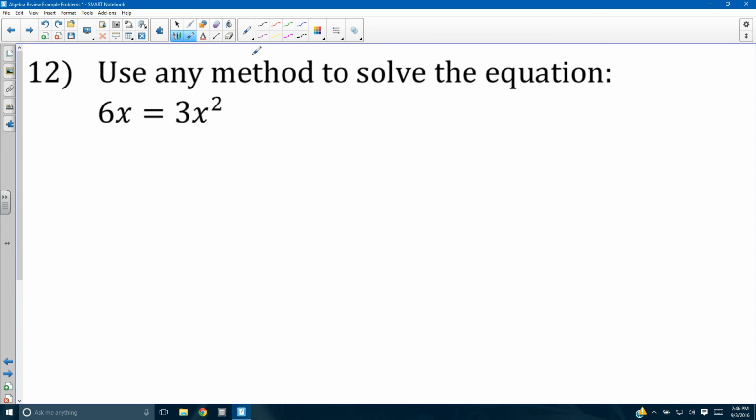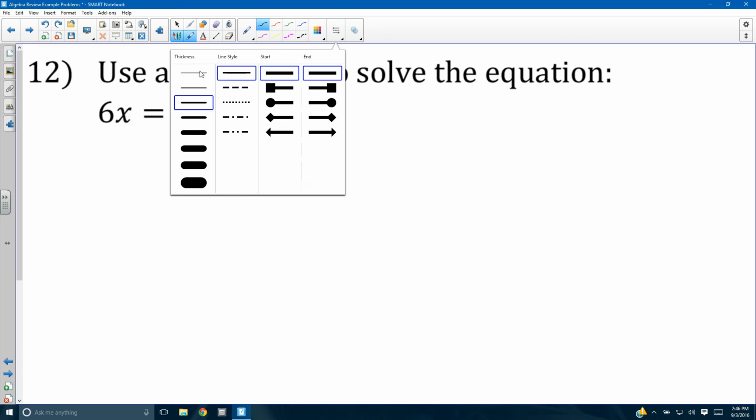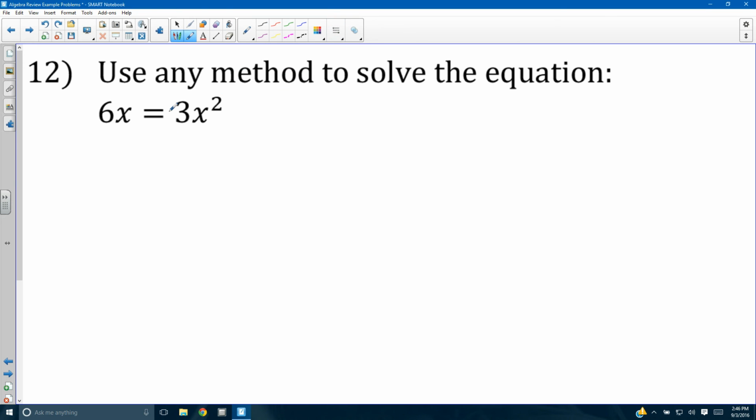Finally, number 12, use any method to solve the equation 6x equals 3x squared. Okay, I'm going to give you every way you can possibly do this. How about that? First of all, these are the only 2 terms here. They both have x in it. So one of your solutions is 0.